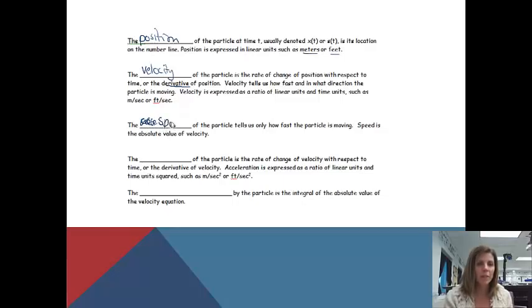The speed of the particle, and we've already discussed this as well, tells us only how fast the particle is moving, and speed is the absolute value of the velocity. So it doesn't consider direction.